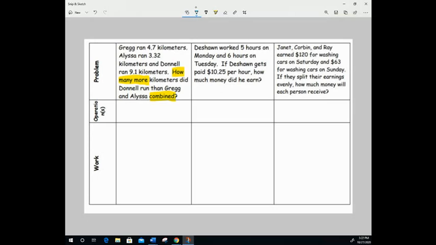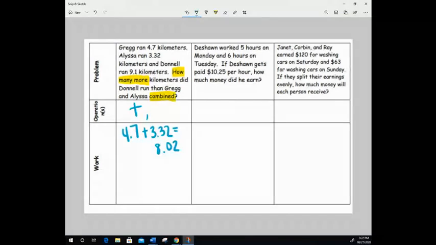It wants to know how many more kilometers Donnell ran than Greg and Alyssa combined. So the first thing I want to do is figure out how much Greg and Alyssa ran combined. For this, we're going to be adding first. So I'm going to add 4.7 kilometers plus 3.32. Luckily for you, you do get to use a calculator for practical problems or word problems. If you put this in the calculator, you end up with 8.02. Now, that is not our final answer, but it could be one up there on a multiple choice test to try and trick or confuse you.